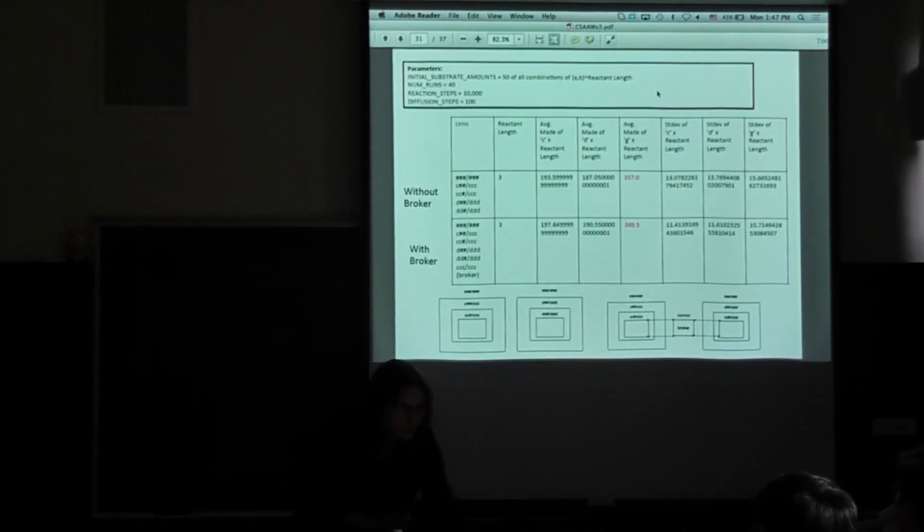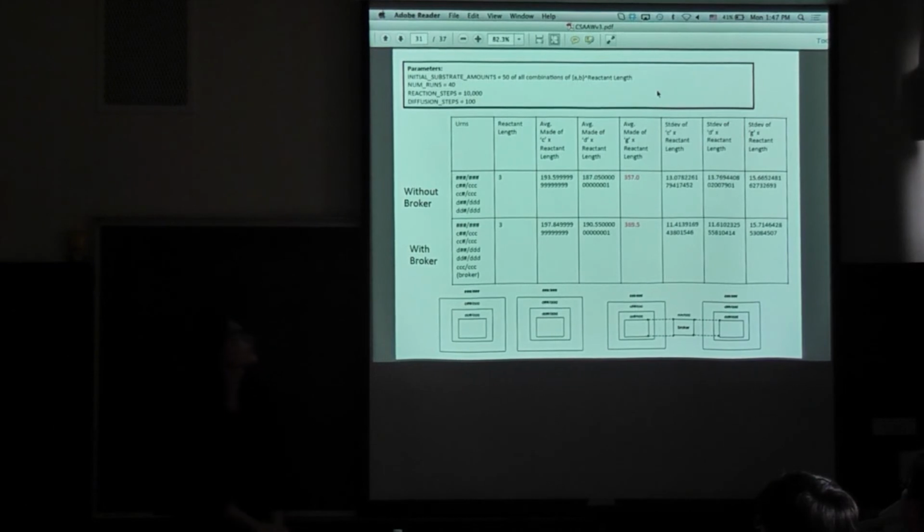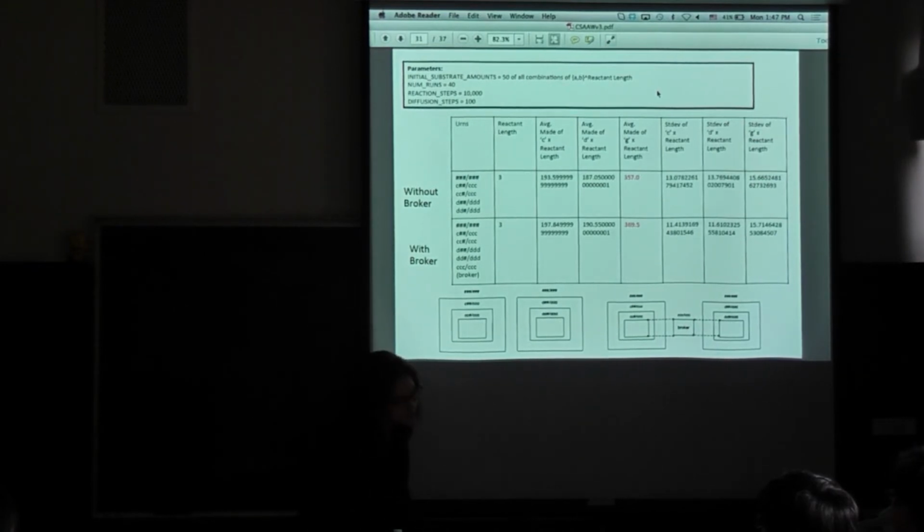Okay, so this is from the past week. I haven't yet run a larger parameter sweep, but you can see this is without a broker. This is with a broker. This is for reactant 3. The most important thing is the average amount made of GGG. And you can see that with the broker it increases by around 10 or so, which is not that much. It doesn't seem like a major increase, but it is increased.